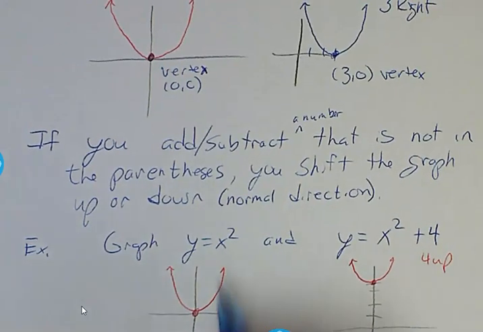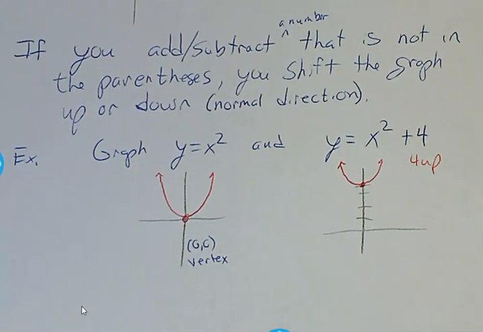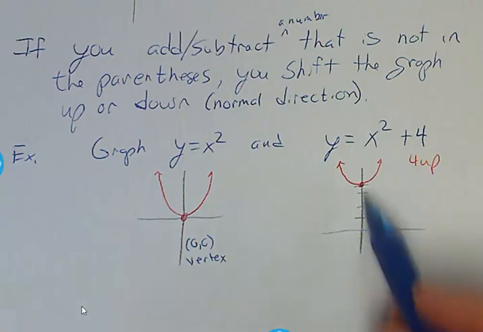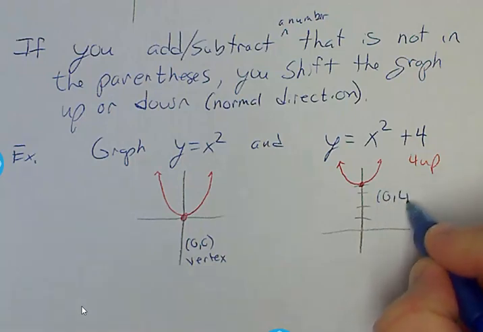Okay. Down here again, this one starts off at 0, 0, because if you don't move it, the vertex is always at 0, 0. So they talk about x squared again, vertex would be at 0, 0. But this time you're moving it 4 spaces up. And again, up and down is your y numbers. So this vertex would be at 0, 4.